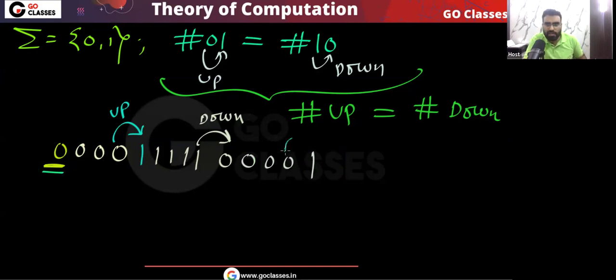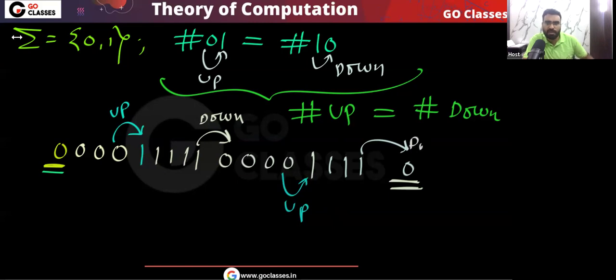Then what will happen? Another up has come. So another down should come. Yes or no? Another down should come. So whatever you do, you will end with 0. Is this clear? Please tell me. Whatever you do, you will end with 0. Yes or no? Understood this? Let me know.